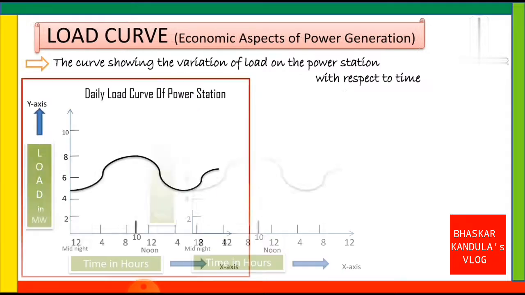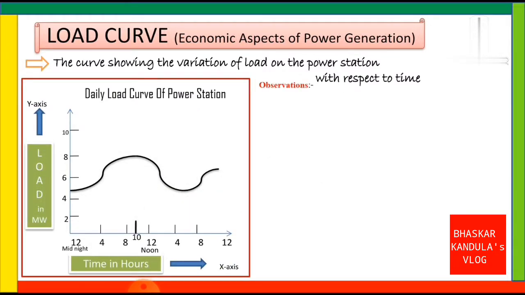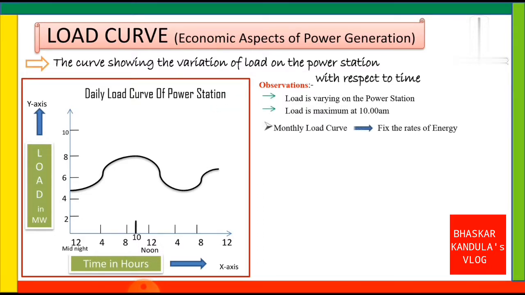From the observations we conclude that the load on the power station is varying. The load is maximum at 10 am in this case, and a clear representation cannot be obtained in tabulated form. The monthly load curves can be obtained from the daily load curves of that month. For this, the average value of the power over a month at different times of the day is calculated and then plotted on the graph.